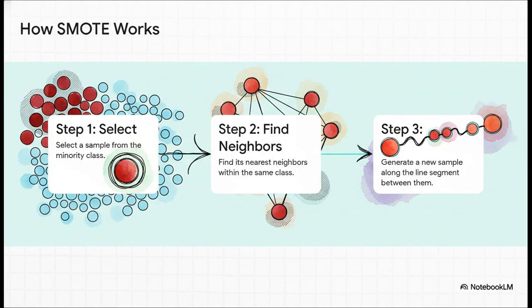So how does this SMOTE thing actually work? It's pretty cool, actually. First, it looks at the minority class, in our case, the 10 patients with the disease, and it just picks one. Simple enough. Then it finds its closest neighbors, the other diseased data points nearby.